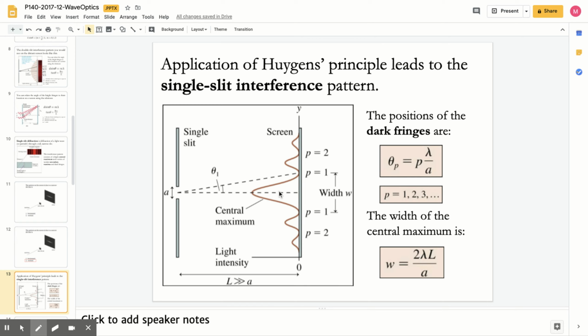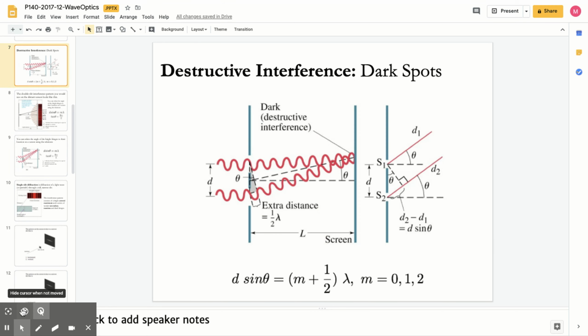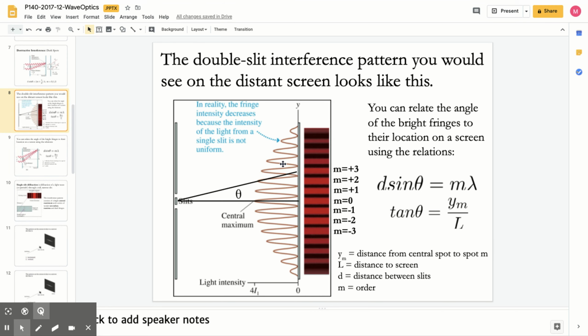Notice this central maximum is pretty big. If we go back and look at that last slide for the double slit, we can see we have these fringes, but we have this envelope outside. The envelope of my orange fringes represents the single slit diffraction pattern. This single slit is big, so it's bright in the center and then falls off. That's what causes the falloff of the brightness in the interference pattern due to the two slits.